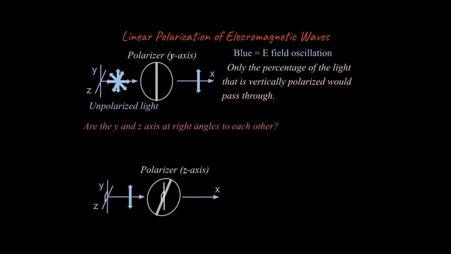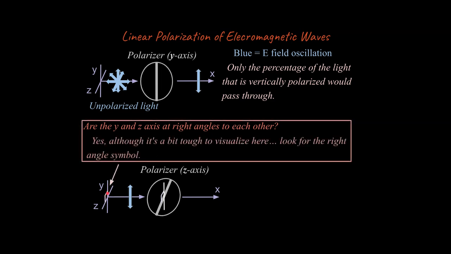Now I want to ask a question. It's a little hard to see this, but are the y and z axis at right angles to each other? So check this out. Are these at right angles to each other? And the answer is yeah. It's a little hard to see that, but these are at right angles to each other. And so if our electric field is going to be coming in like this for a wave, it's going to hit a polarizer that's going to be in this plane, this Z plane right here. My question is, how much of this wave energy is going to pass through the polarizer?